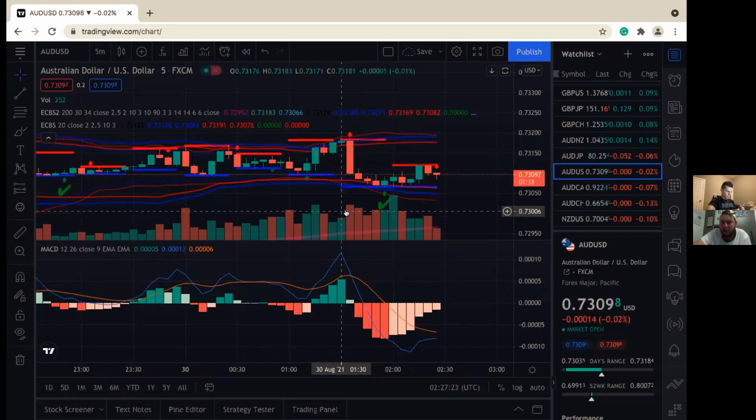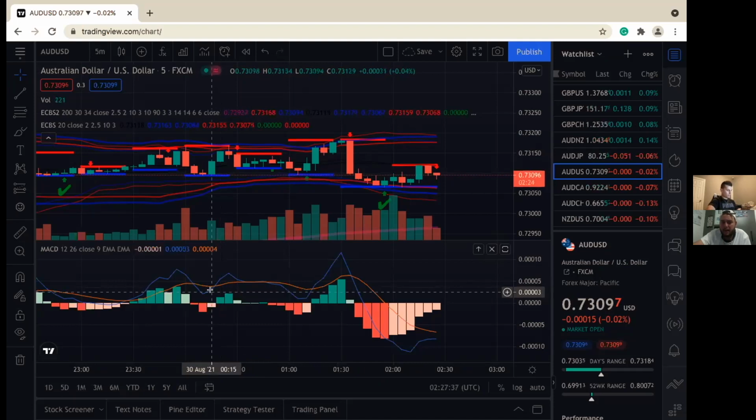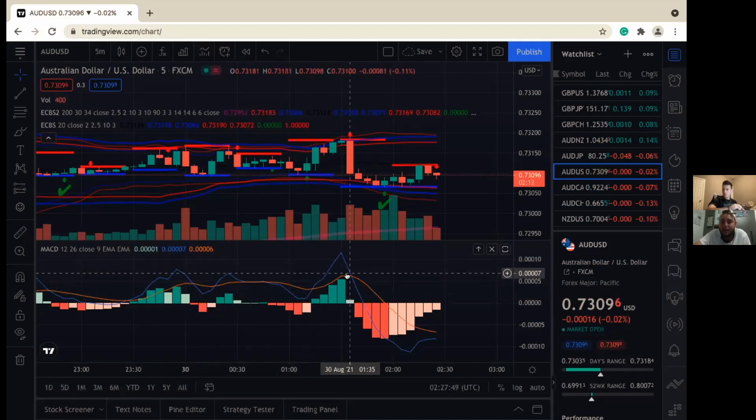We are always looking at this MACD. What is the blue line doing? Here we got a cross up. Look at the size of that candle. Again here, boom, we got a cross up right here. Look at the size of the candle. We got a cross down right here. Look at the size of the candle. So we are always looking at the blue line, whether it's crossing up or crossing down.